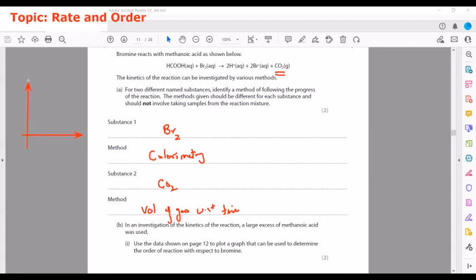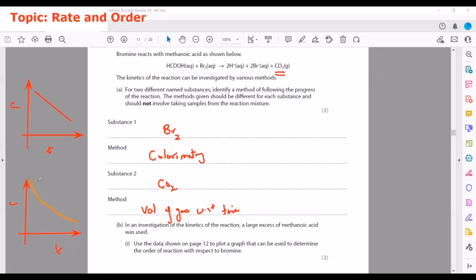On the next page, the values are given. We will use those values. If the concentration and time graph is a straight line, the slope is constant, it means that it is a zero order reaction because the rate is not changing. How do we identify a first order? When the concentration and time graph is a curve. First thing, it should be a curve. So it can be first order or second order. But the second thing, what should happen? The half-life should be constant.